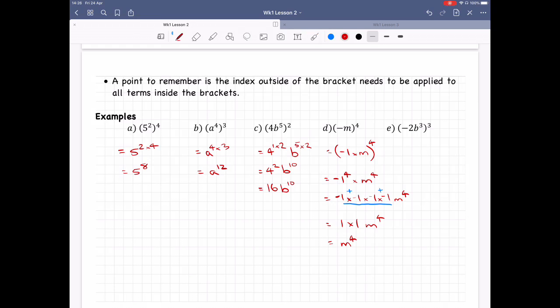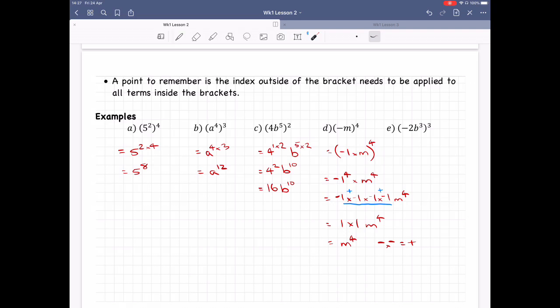Now we know that two negatives make a positive. So when we have an even power, we know that there's always going to be two of every one of those negative values. So whenever we have an even power, the answer, if it was negative, is going to become positive.